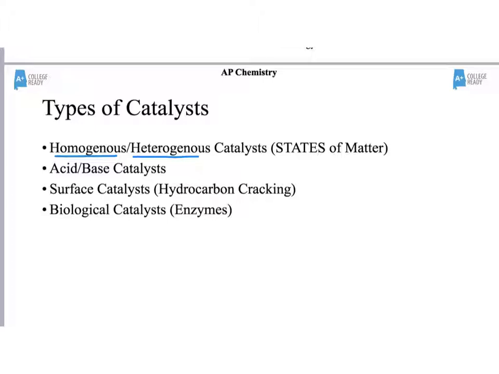Acid-base catalysts are acids or bases. When they're talking about surface catalysts, they're talking about using the surface of something to catalyze a reaction. An example is hydrocarbon cracking. And one of the biggest catalysts that we deal with, especially in biology, are enzymes. Enzymes rule biology and they get reactions to happen that wouldn't normally happen. So all kinds of biological catalysts happen out there.